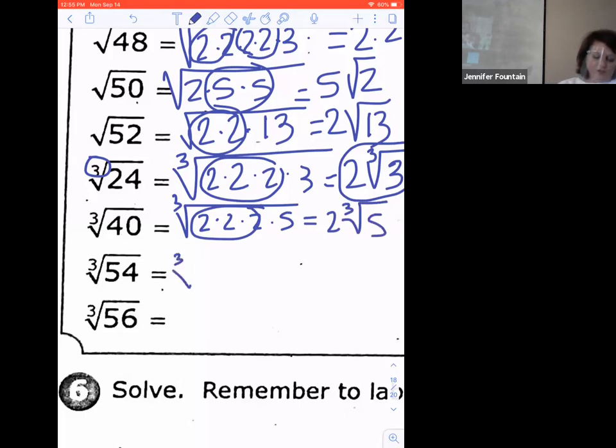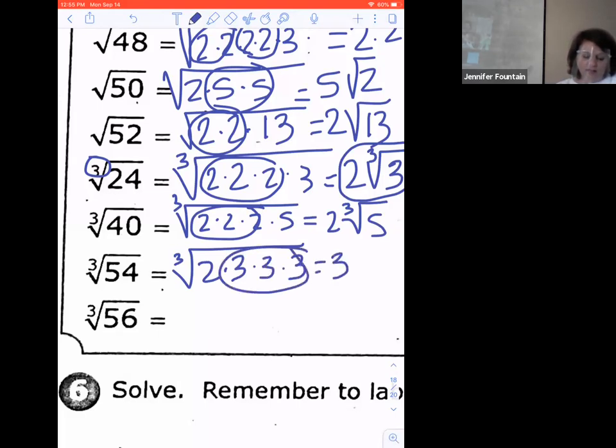Now the cubed root of 54, that will be 2 times 27. 27 is going to be 3 times 3 times 3. So now I have 3s that are able to come out, and the cubed root of 2. So I have 3 times the cubed root of 2.